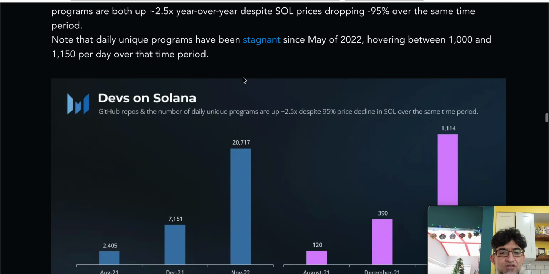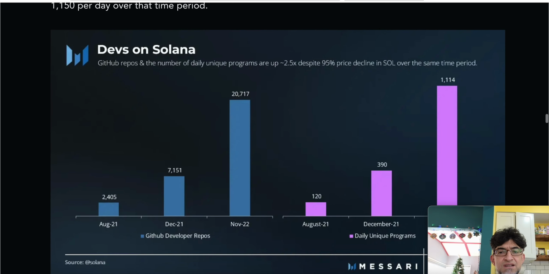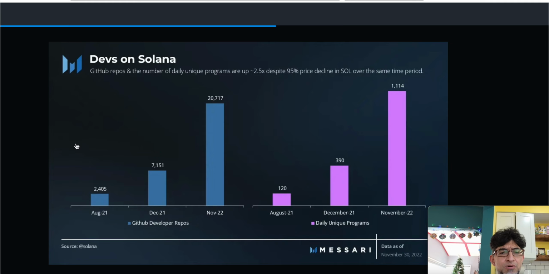And these questions go on and on. Now I want to talk to you about something really important. This is one of the best questions, best data points of all, and it's developers on Solana. It says GitHub repos, that's repositories, and the number of daily unique programs are up 2.5 times despite a 95% price decline in Solana.